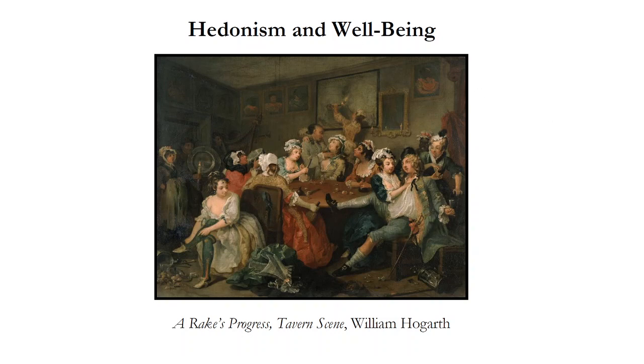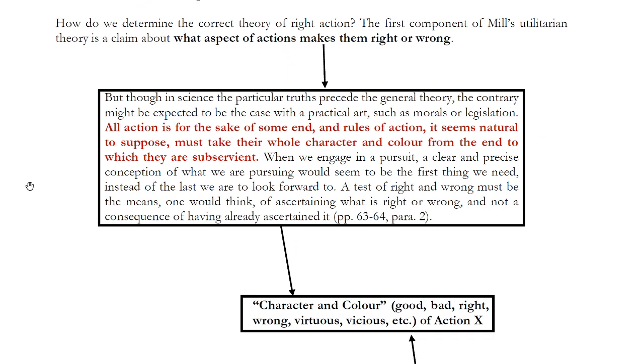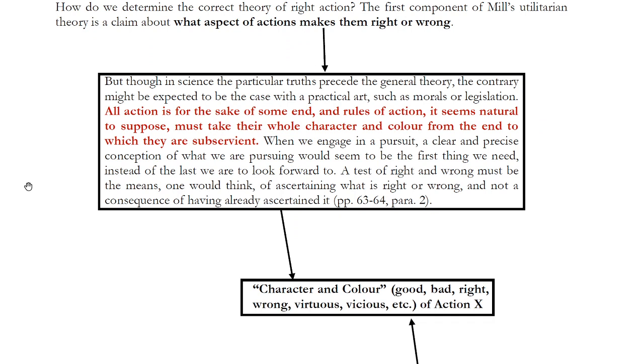Okay, so to back up, I want to begin with the following statement, and we actually went through this paragraph already at some length in our previous video where we talked about theories of right action, but I want to point out another sentence of the paragraph which we haven't said much about. So Mill tells us that all action is for the sake of some end, and rules of action, it seems natural to suppose, must take their whole character and color from the end to which they are subservient. So what is Mill telling us here?